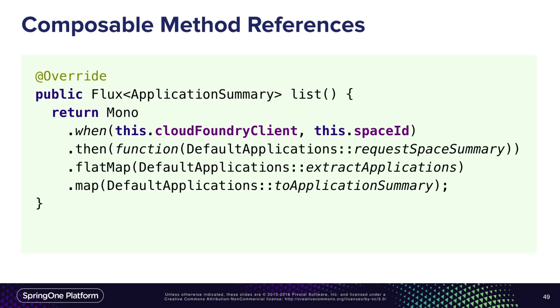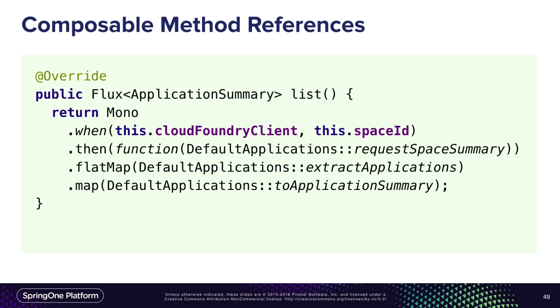So in this example, because it's reactive, we need to start with something reactive. So we create a mono, and we put two elements in it. We put a Cloud Foundry client and a space ID, just two values. Then we call a request space summary using those values. We take the space summary that comes out of that, and we extract the applications. So it contains some number of application details in there. We create a flux out of that, and then we map that to an application summary, which you can see from the top line is what we're actually trying to return from here.